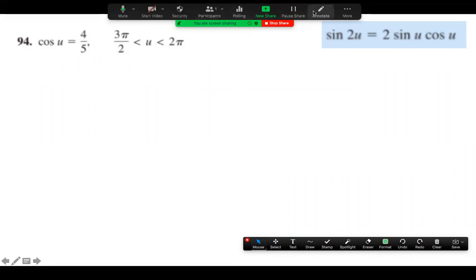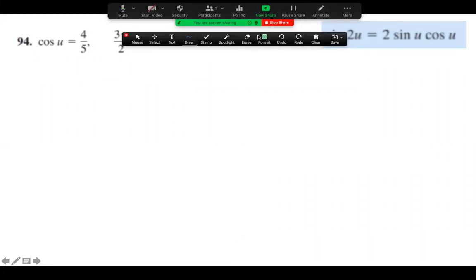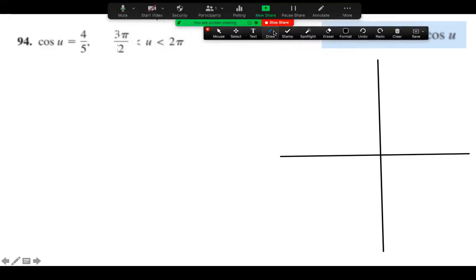So again, I'm going to have to draw a coordinate plane. So my y-axis, it's a little bit crooked, but that's okay. My x-axis. And note that this time it says I am between 3 pi over 2 and 2 pi. So from the previous work, you should know that 3 pi over 2 and 2 pi, that's in quadrant 4. So my terminal side of my triangle is going to be here. I connect it to the x-axis and then to the origin. So that is my triangle.